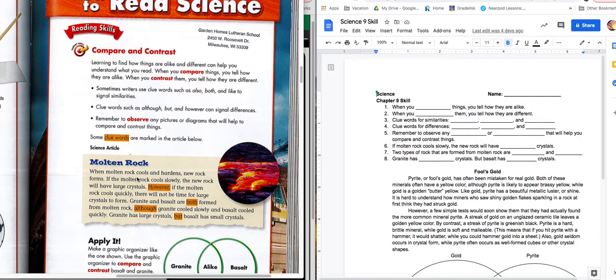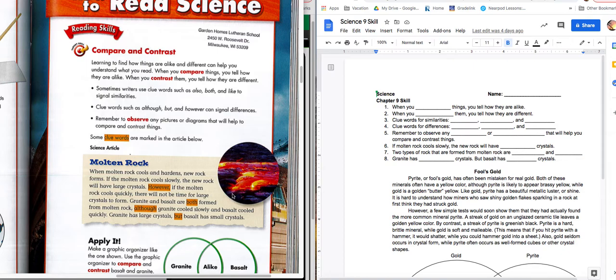It says when molten rock cools and hardens, new rock forms. If molten rock cools slowly, the new rock will have large crystals. Okay, number 6 in your notes. However, if molten rock cools quickly, there will not be time for large crystals to form. Okay, so guys, what would cause it to cool slowly? Molten rock that is bubbling out of Hawaii, oozing. It's going to slowly, with air temperature, cool down. That's going to make it go slowly.